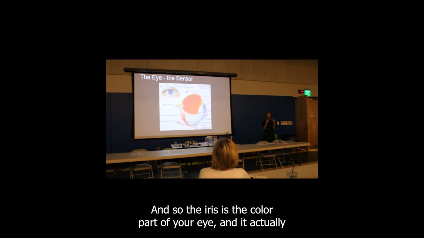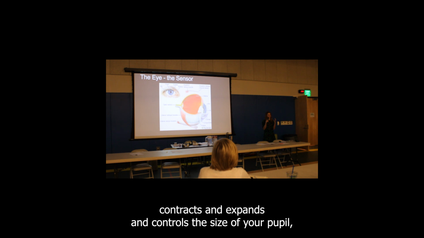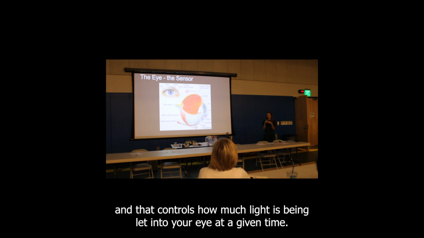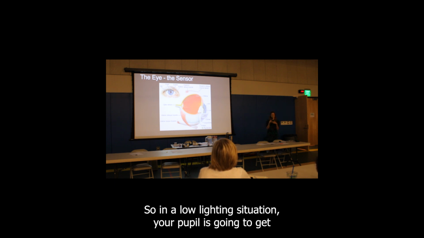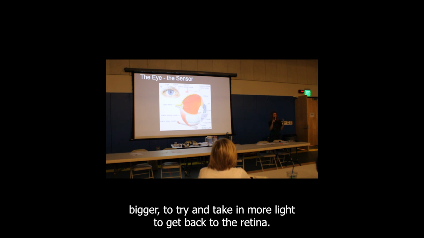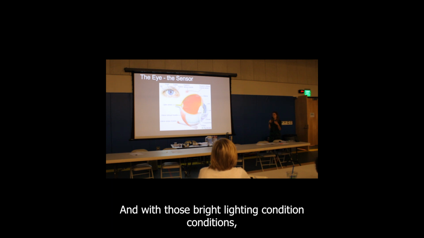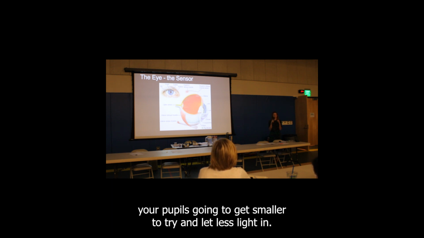And so the iris is the color part of your eye, and it actually contracts and expands and controls the size of your pupil. And that controls how much light is being let into your eye at a given time. So in a low lighting situation, your pupil is going to get bigger to try and take in more light to get back to the retina. And when there's bright lighting conditions, your pupil is going to get smaller to try and let less light in.